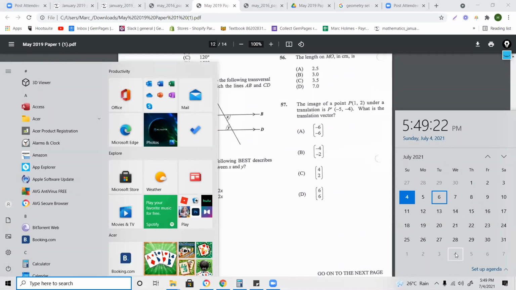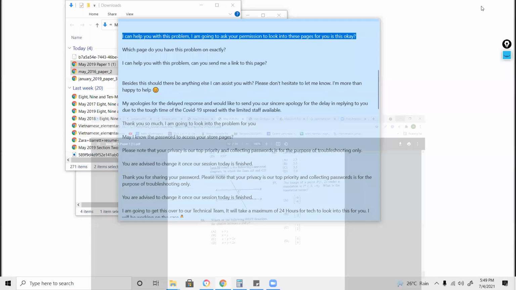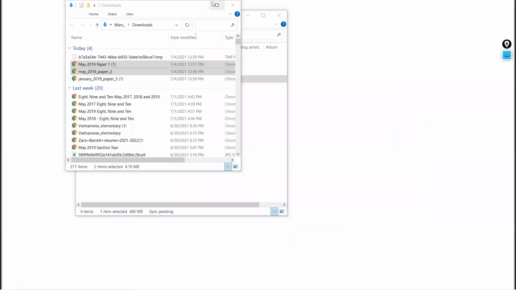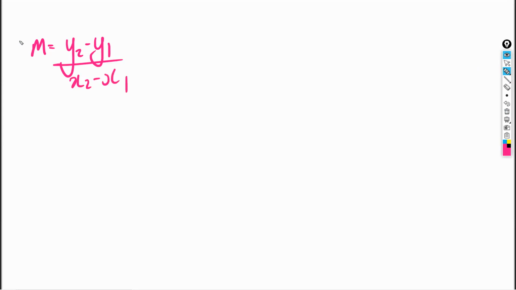I'm going to try and go through some formulas that you guys need to know. Let me just do that right now as well. There are a couple of formulas, guys, that you're just going to need to know. So one of them: the gradient formula, guys. M is equal to y2 minus y1 over x2 minus x1. You're going to need to know this. Second one, y is equal to mx plus c.